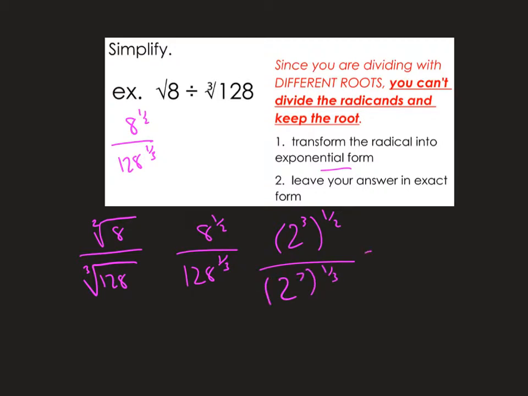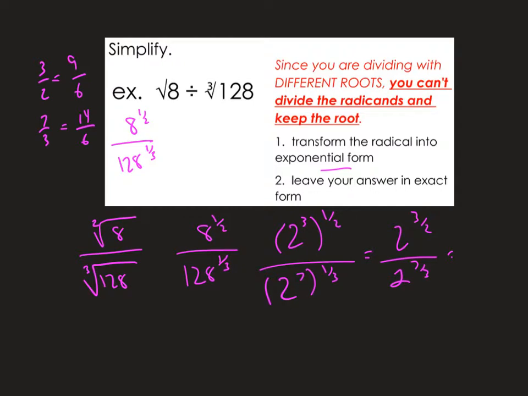And so now we can deal with some exponent rules. That's going to be 2 to the 3/2 divided by 2 to the 7/3. Now we just have to deal with the fact that we have fractions with unlike denominators. I'll draw your attention over to here. 3/2 and 7/3 have a sixth in common, so we're going to transform them into sixths.